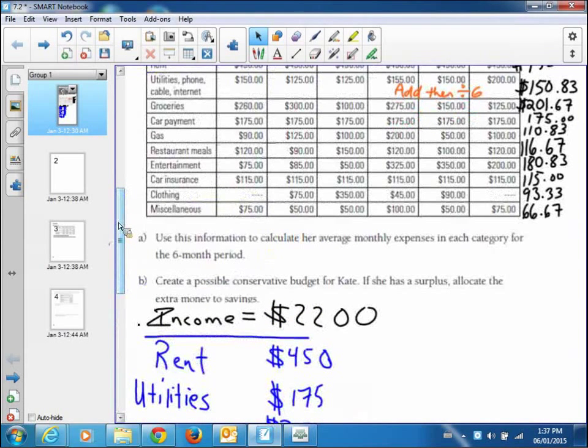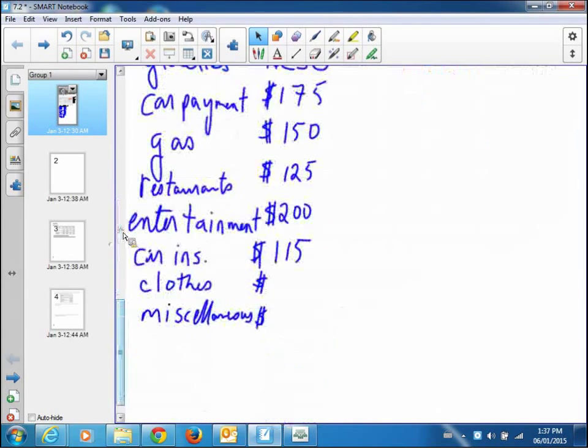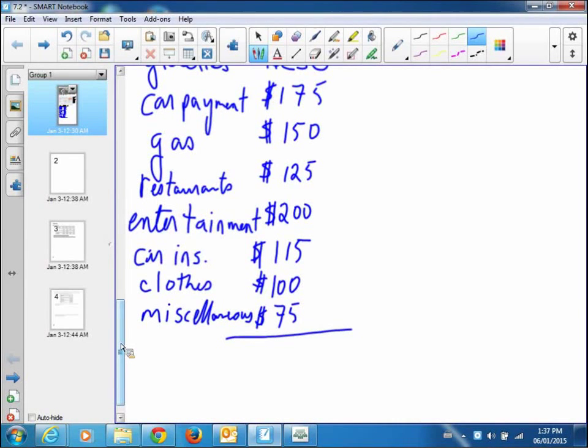Clothing, not spent every month, but $93. That'd be a good 100 bucks then. Miscellaneous, what should we use that as? 100 bucks, 75 bucks, what do we want? 75? Okay. What does it all add up to?